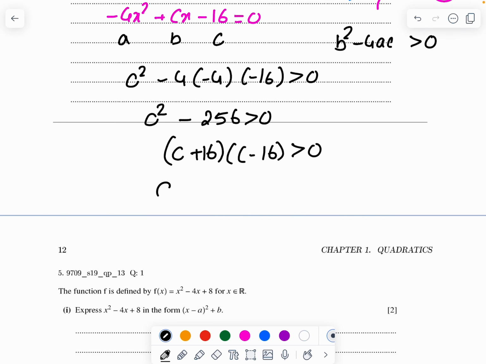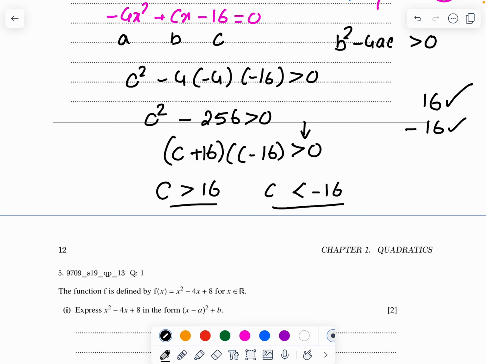Whenever it is greater than 0, remember it is greater than the greater root and lesser than the lesser root. There are two roots, plus 16 and minus 16. So this is the greater root and this is the smaller root. So whenever it is greater than 0, an easy method to remember is greater than the greater root and smaller than the smaller root.